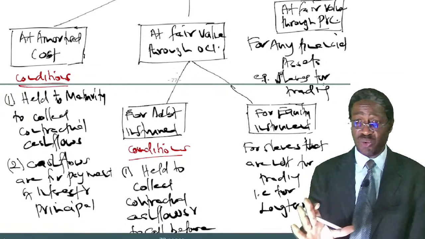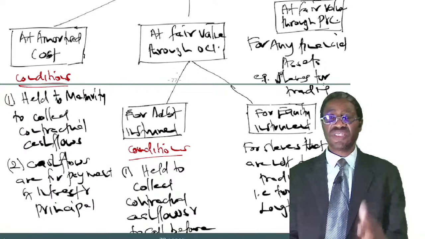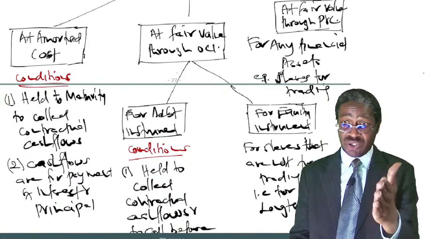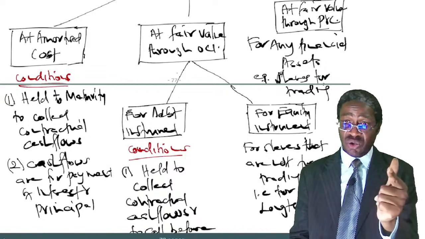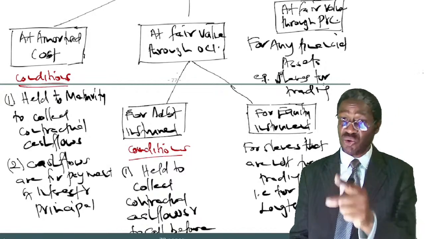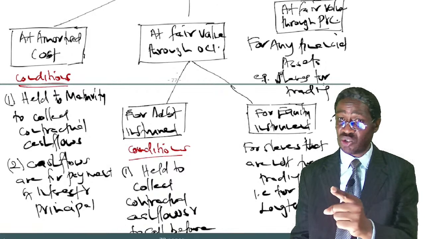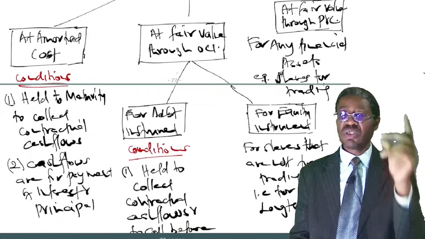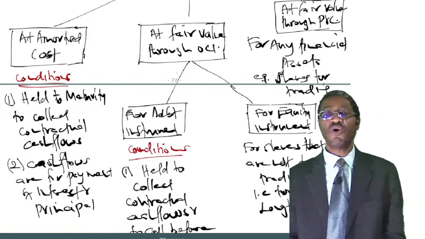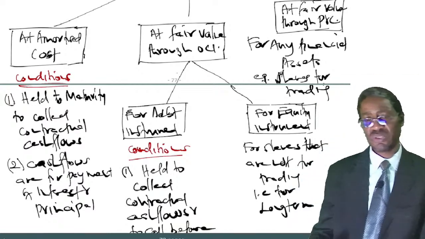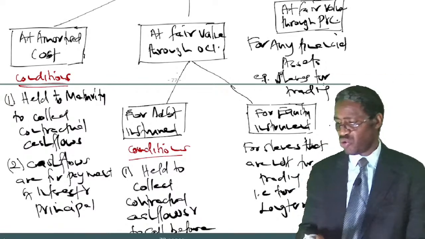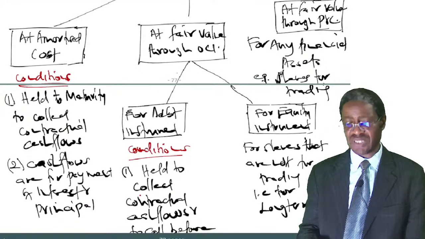So I hope you are through with number one, which we are saying at amortized cost. Condition number one, held to maturity to collect contractual cash flows. Number two, cash flows are for payment of interest and principal. Good. Let me roll the chart.